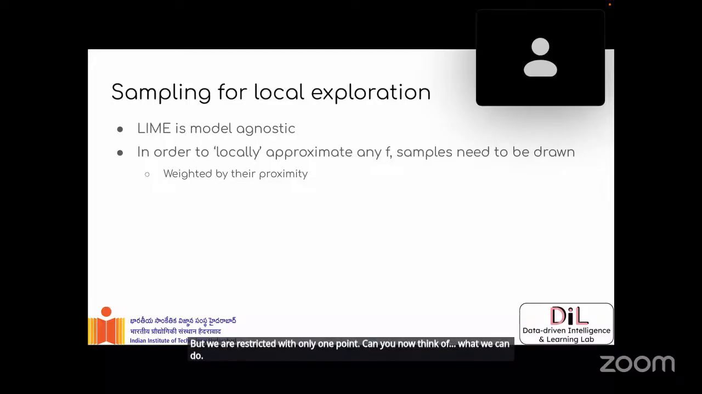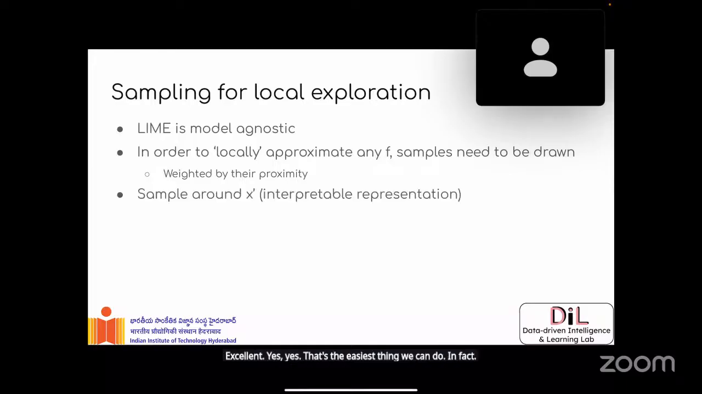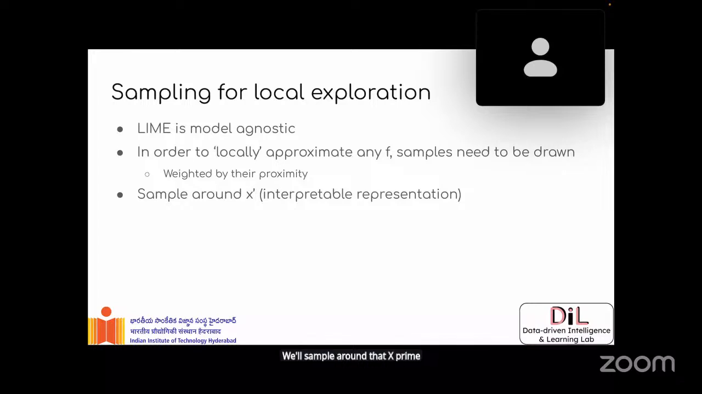Maybe add noise randomly to that point. Excellent. Yes, that's the easiest thing we can do. In fact, LIME does exactly the same thing. We'll sample around that x prime. How? By adding some uniform random noise. We'll generate more nearby samples.